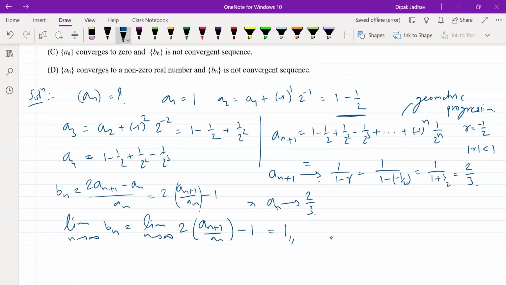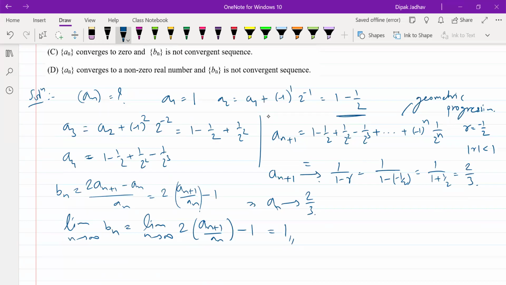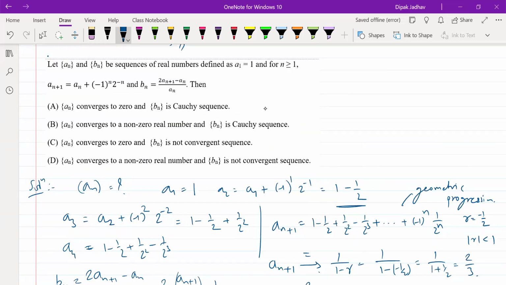Good. So which option is correct then? The first option says an converges to 0. That's not correct. An converges to a non-zero real number and bn is Cauchy. An converges to non-zero and bn is not convergent. But we got bn is convergent. So the correct option is an converges to non-zero and bn is Cauchy, because we know the relationship between convergent sequences and Cauchy sequences is that every Cauchy sequence is convergent.